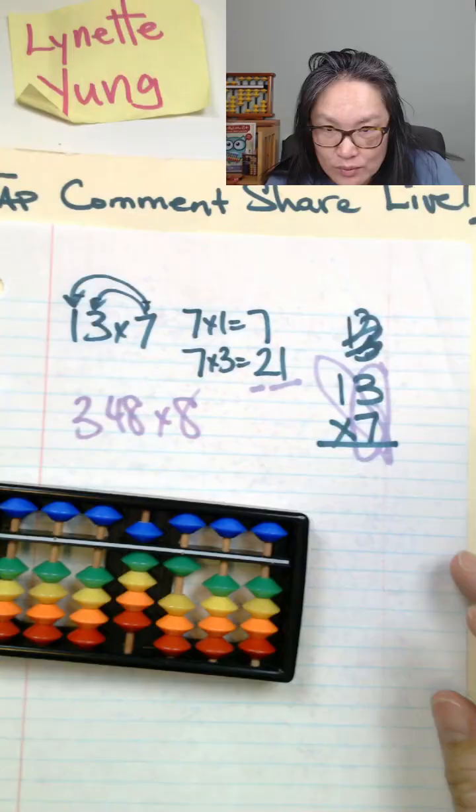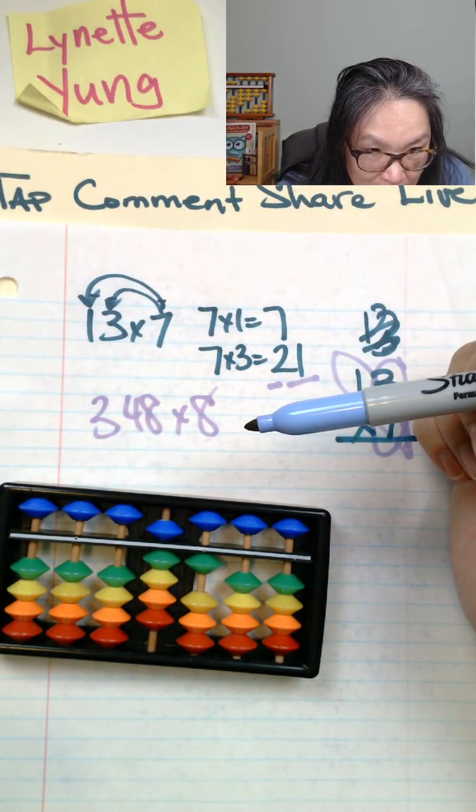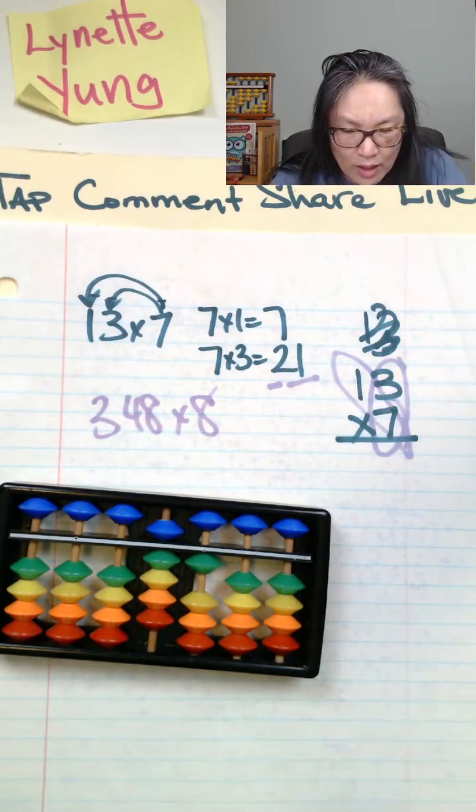So let's work out this one. What would be my starting point? I had no idea how to start with multiplying on the abacus, so I appreciate this so much. Oh yeah, no problem.